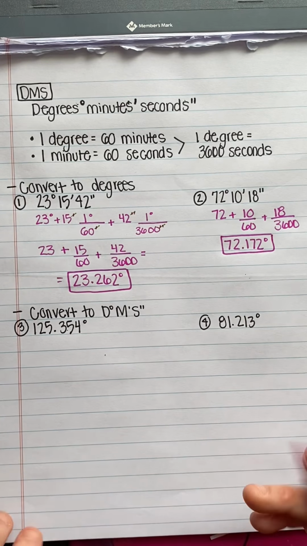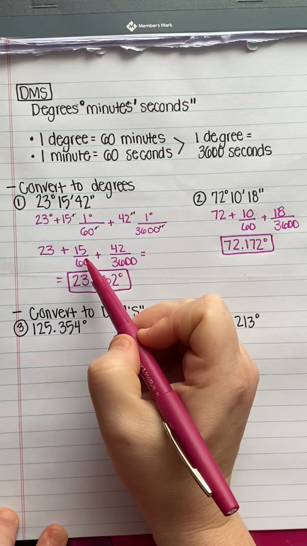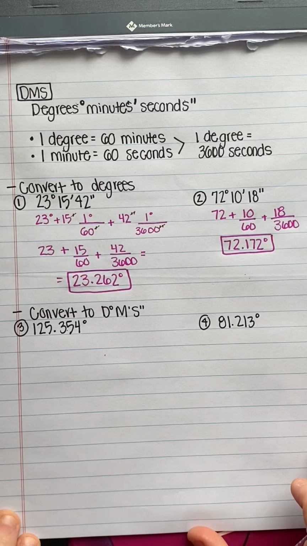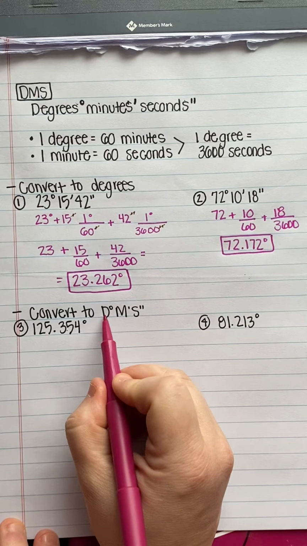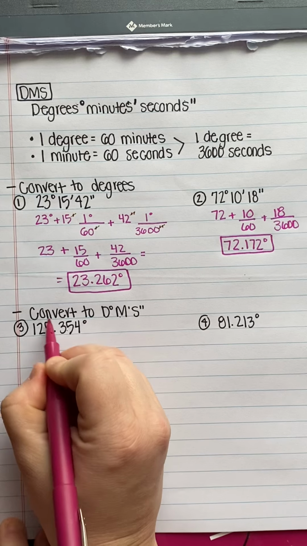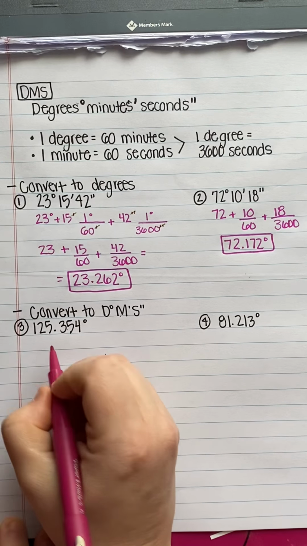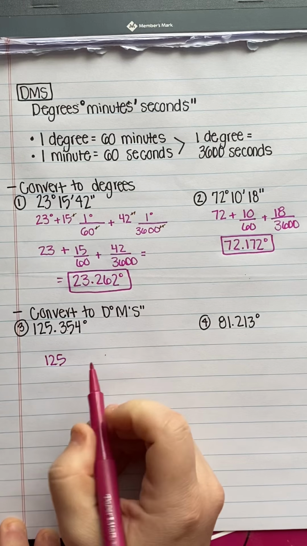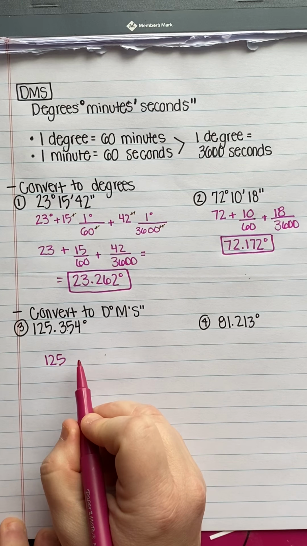Now, on 3 and 4, we're going backwards. So instead of me dividing by 60 or dividing by 3,600, now we're going to have to multiply. So look at number 3. First thing, I'm converting to degrees, minutes, and seconds. Well, this is my whole number of degrees. I'm going to pull out that 125 as my solution. And then whatever is left is going to become my minutes and my seconds.